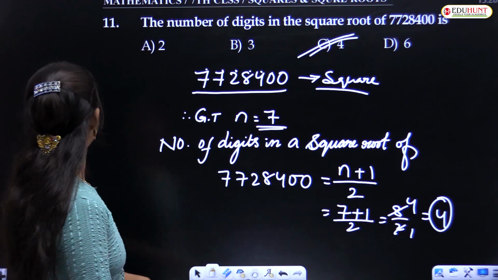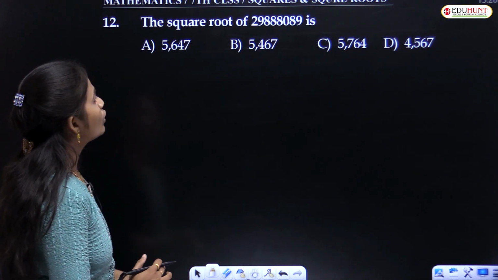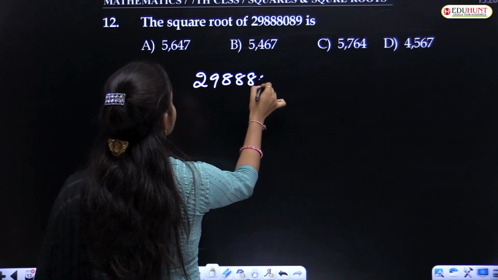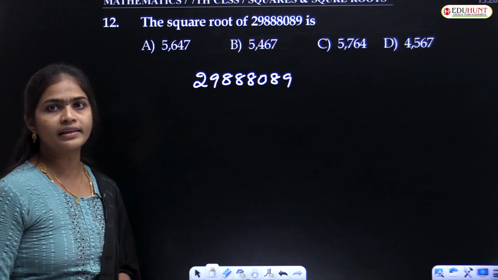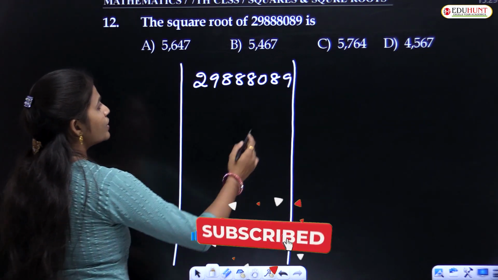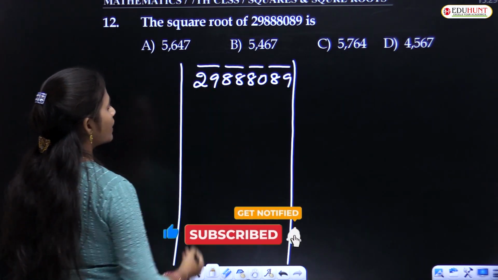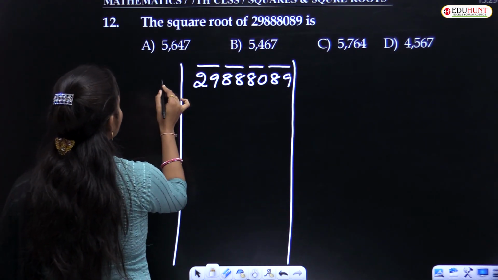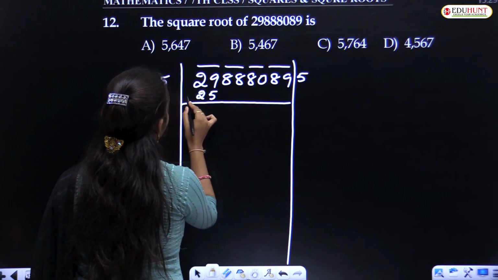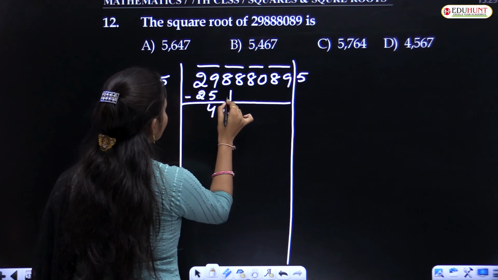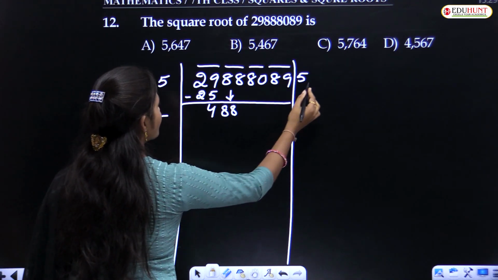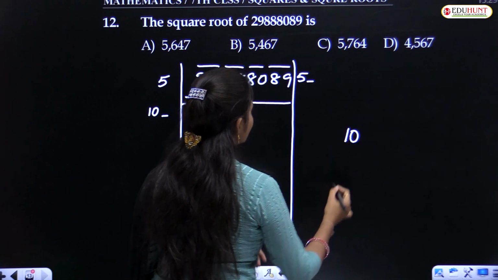Is it clear? And the next one, the final one, is the square root of 298888089. To this number we need to find the square root again by using the long division method. First group that number as pairs. Now its nearest perfect square is 5 5s 25. So 29 minus 25 is 4. First bring down that 88 here. Next, double of 5 is 10, and here 8 is there.